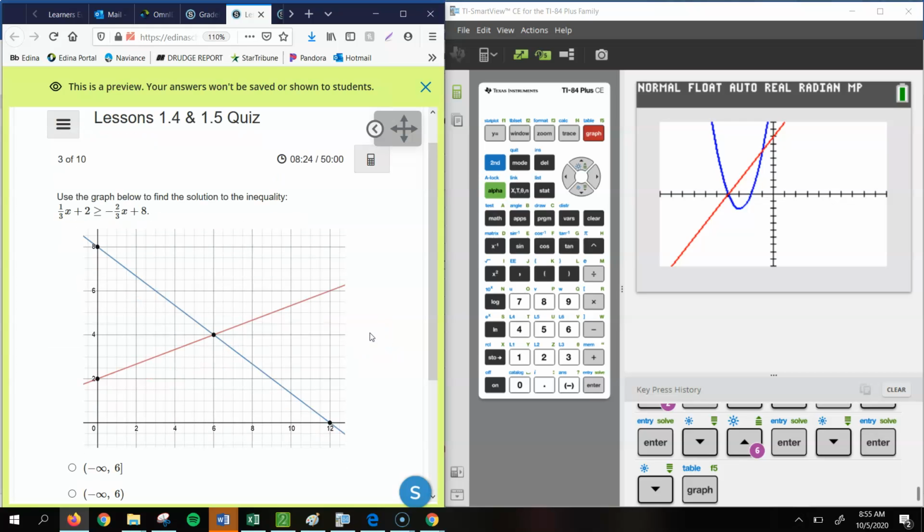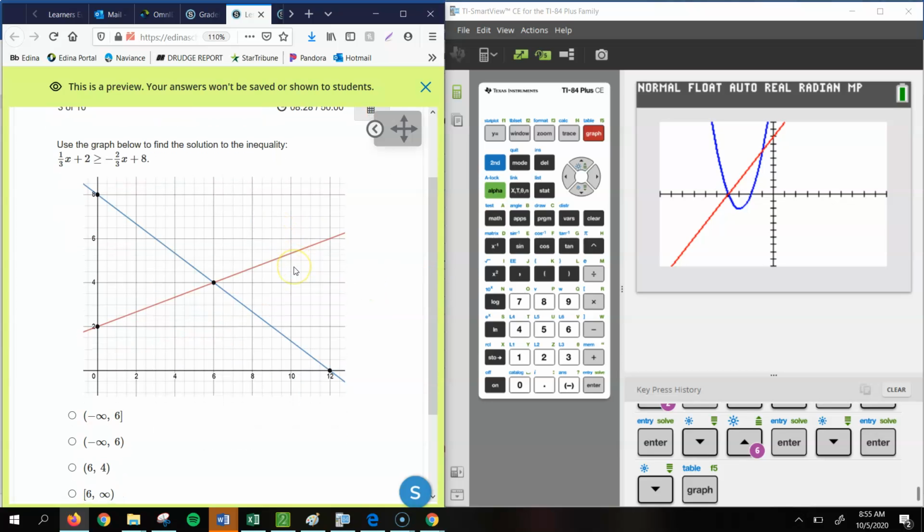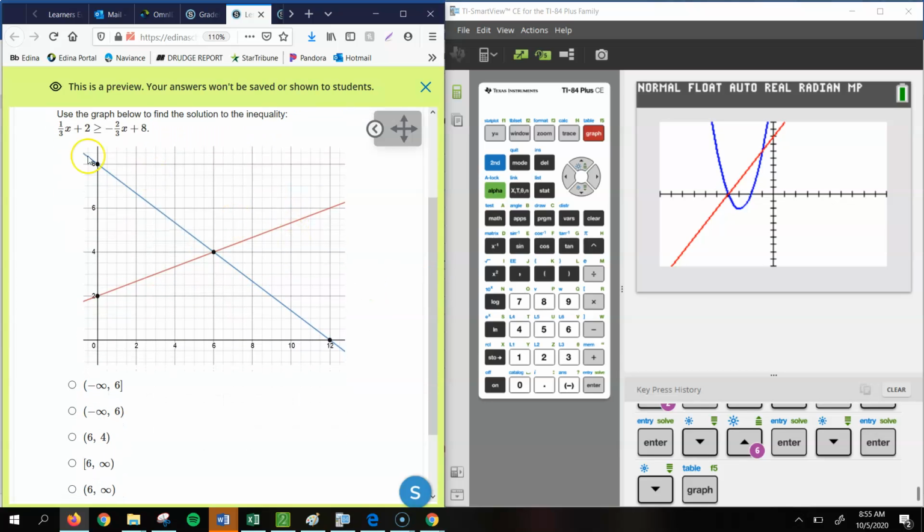Okay, looking at this next one, it says use the graph to find the solution of that inequality. So now this one we're not looking for a coordinate. It's not asking us to solve a system of equations, so we're not looking for a coordinate. If you said the coordinate where x is 6, y is 4, that's wrong. It's not a coordinate, it's an inequality.